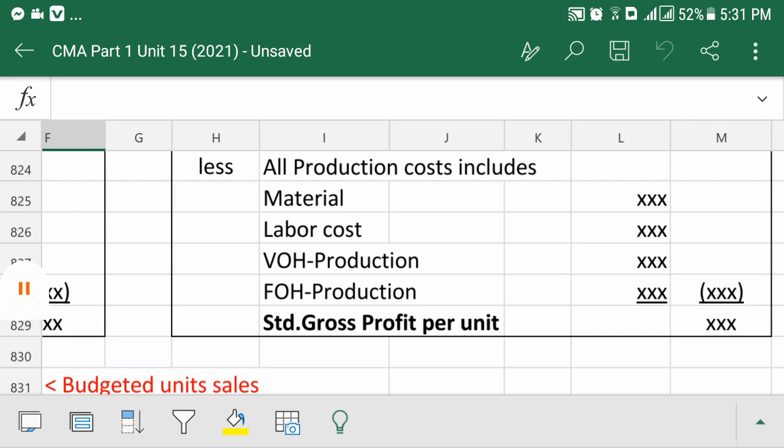Here the yield variance is the actual quantity into standard mix into standard profit, and it is given, and you will find it the same way as I have shown in the videos. You can see that we have calculated like this, and at the end the total variance, mix plus yield, is 30, a favorable variance.